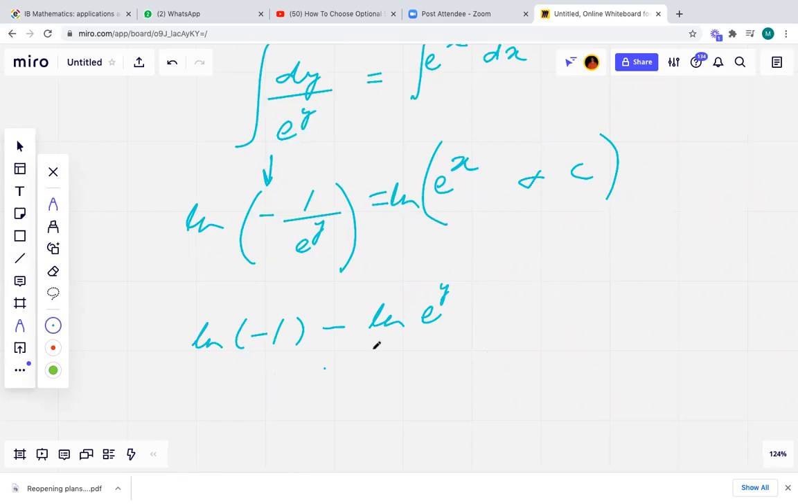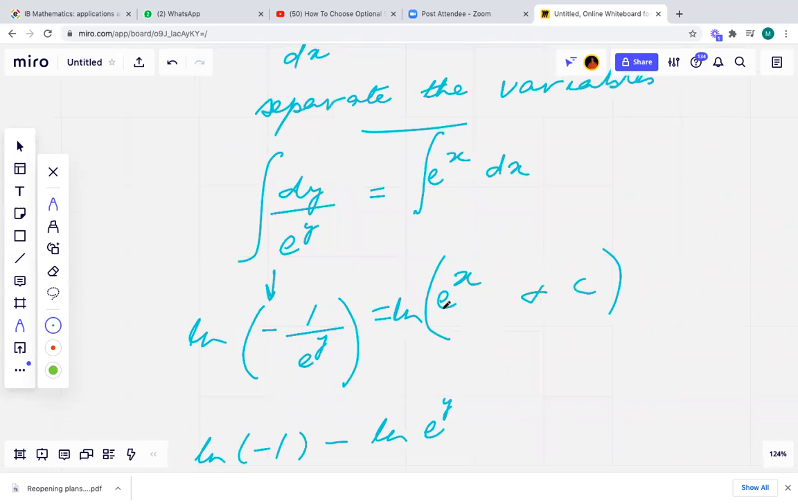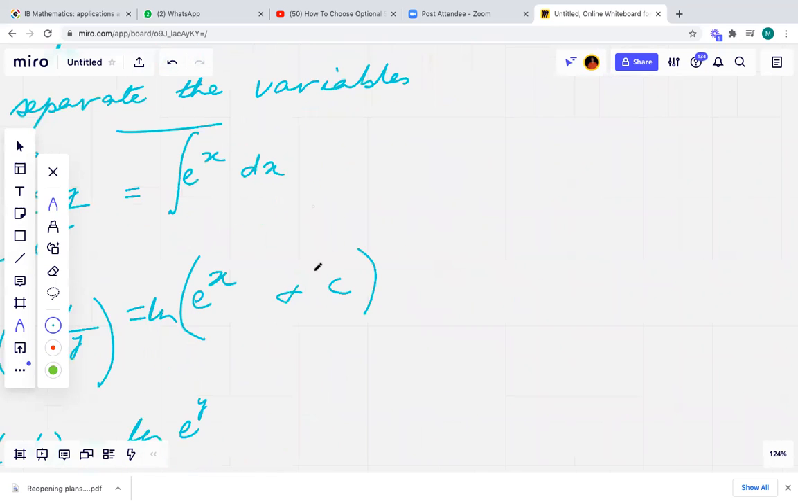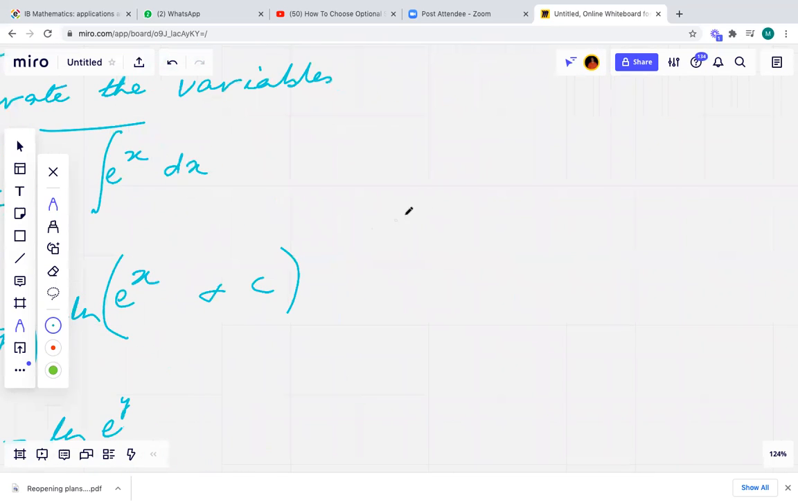What is the ln of minus one? How do you know you have to take ln? I want y, I don't want this. I can take log also, log e to the power, that would help me. But if I say ln, ln e to the y is y.